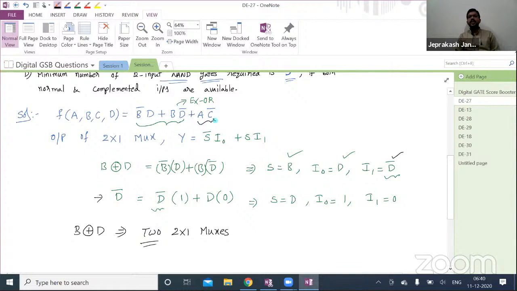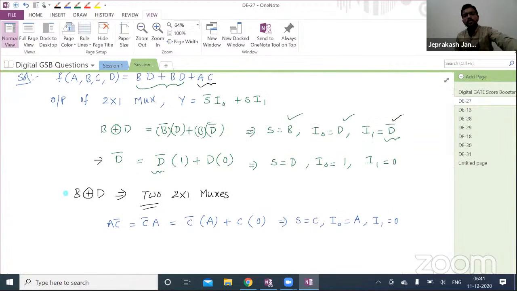Now just observe this expression, A into C bar. This one I will write as C bar into A. So in this standard equation, I will write it like this: C bar into A plus C into 0. So that means here the selection line is C, I naught is A, I1 is 0. I'm repeating once again. Selection is C, I0 is A, I1 is 0, right? So here you're getting the normal input only, the normal form only. That's why for implementing A C bar, you require only one 2 by 1 mux.